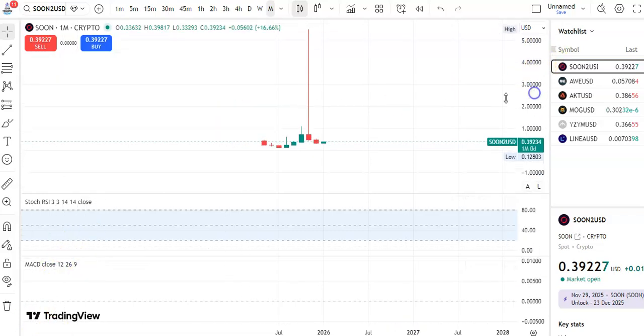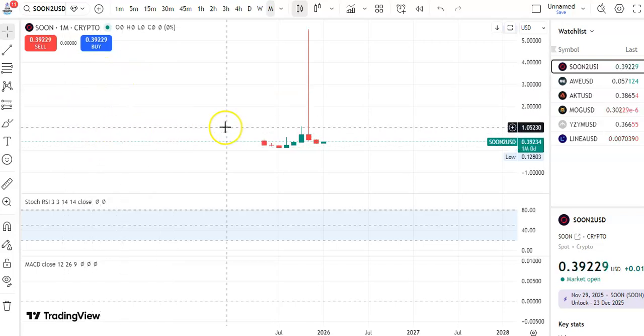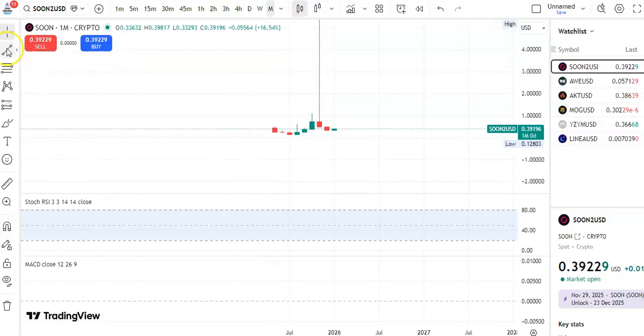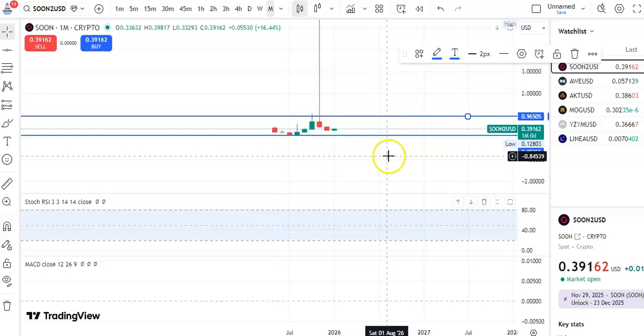Today I'm going to talk about this cryptocurrency that is Soon Coin. In this video I'll be talking about the latest technical analysis or the chart analysis. So let's begin. You can see that I'm in the monthly chart. So let us draw the trend line. You can see this is the support trend line, and this is the resistance trend line.